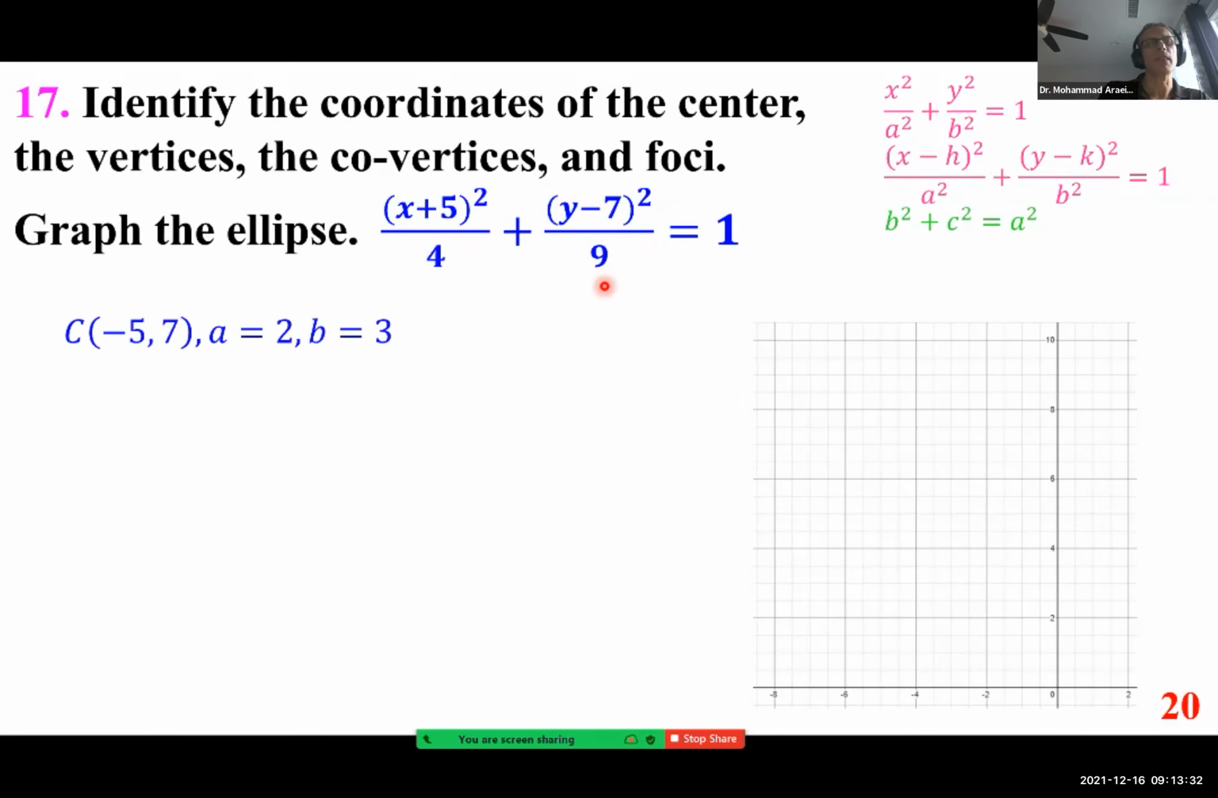So right away, you notice B is larger than A. That means it's elongated along the y-axis. So with the center being at -5, 7, we go 2 units to the right and left and 3 units up and down, and we write all of them because 3 is larger than 2. Up and down becomes the vertices. So here's the center -5, 7.